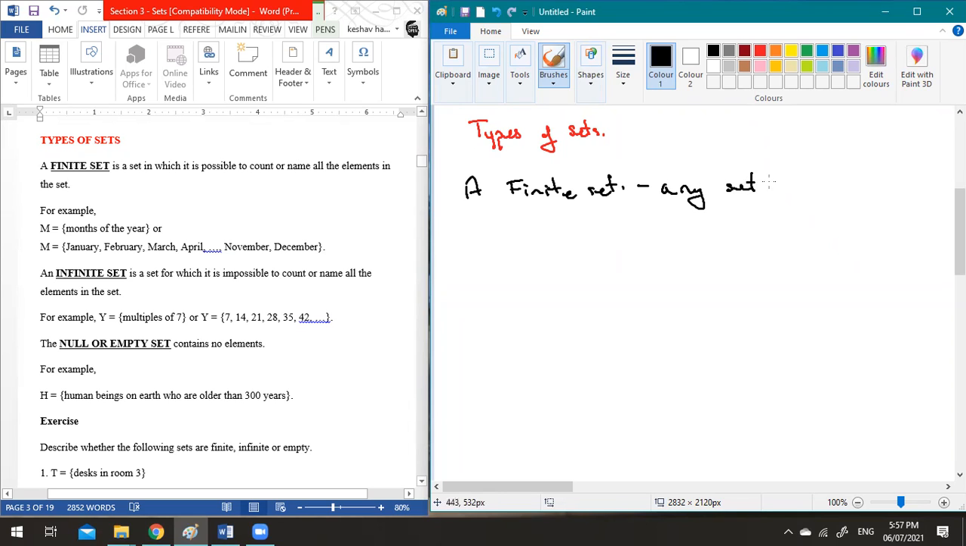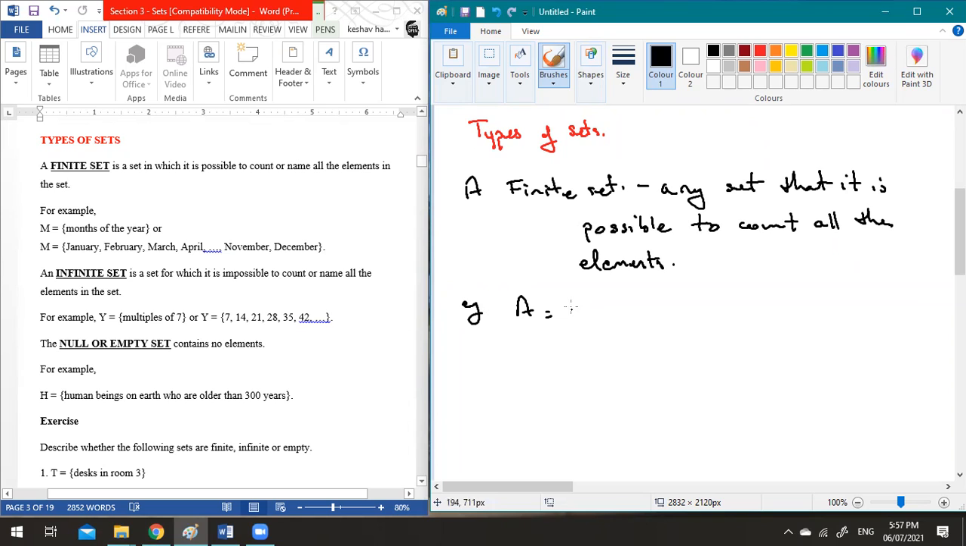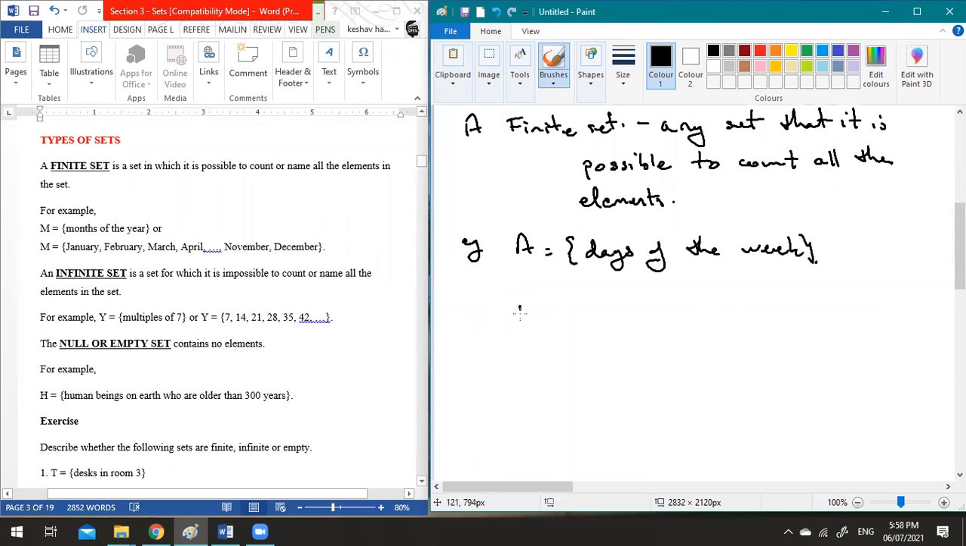So any set that it is possible to count all the elements. So an example would be set A contains days of the week, right? So we'll have 7 days of the week. So that's a finite set.